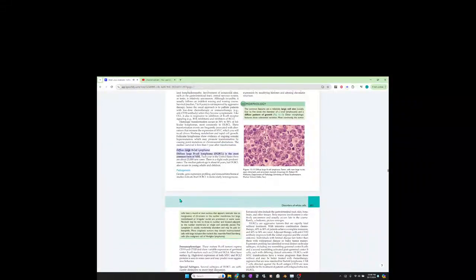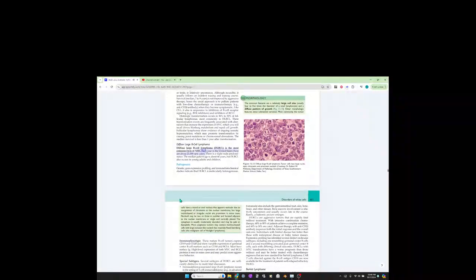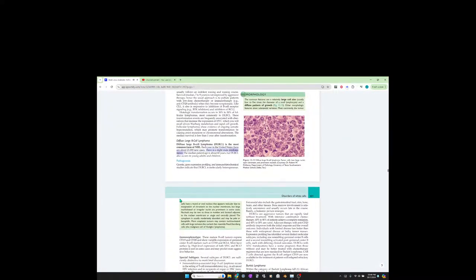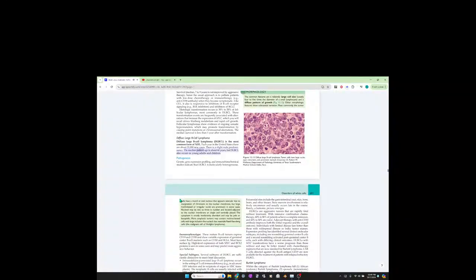Diffuse large B-cell lymphoma. Diffuse large B-cell lymphoma is the most common form of NHL. Each year in the United States, there are about 25,000 new cases. There is a slight male predominance. The median patient age is about 60 years, but DLBCL also occurs in young adults and children.